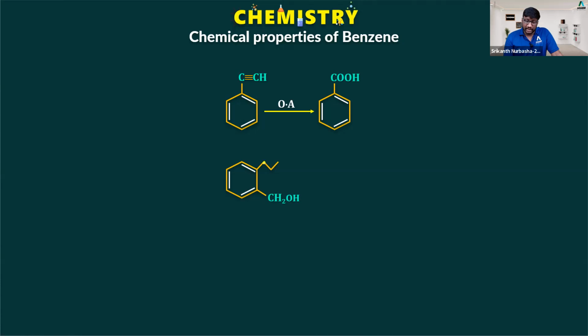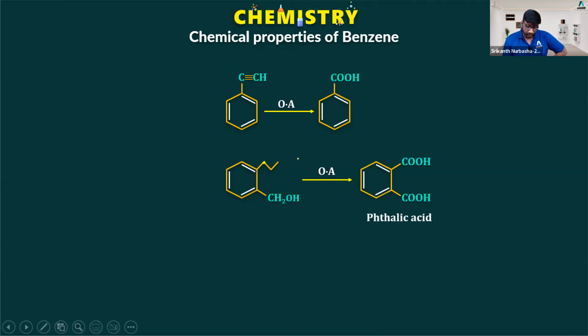Next example: benzene connected to CH2CH2CH3, that is a propyl group, and CH2OH. This carbon is connected with hydrogens. This carbon is connected with hydrogens and oxygen. So both the carbons are going to be oxidized. So we'll get COOH, like benzene 1,2 dicarboxylic acid. Yes or no, which is nothing but phthalic acid. Both are going to be oxidized because connected with hydrogens.